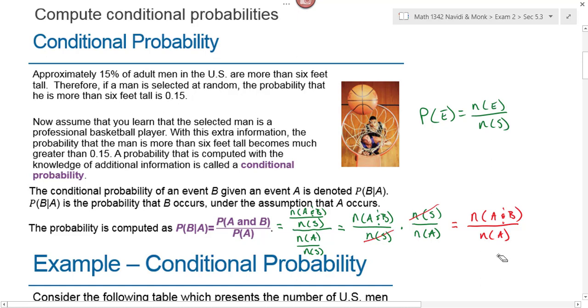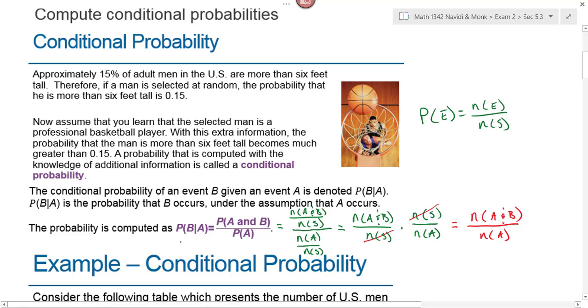Any questions about that? So in this example, A would be finding somebody that's over 6 feet tall. I'm sorry, A is that they're in the NBA. B would be that they're finding somebody that's over 6 feet tall. The condition that you're given is what follows this vinculum, and it's what becomes your new sample space, or acts like your sample space, because that event has already happened.